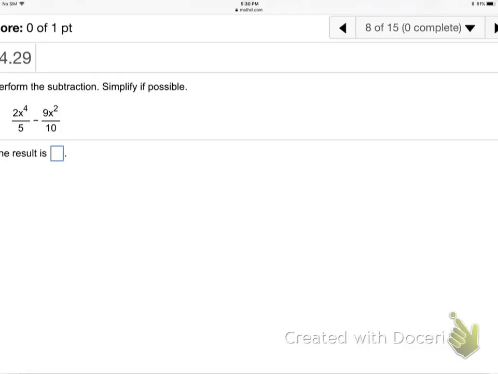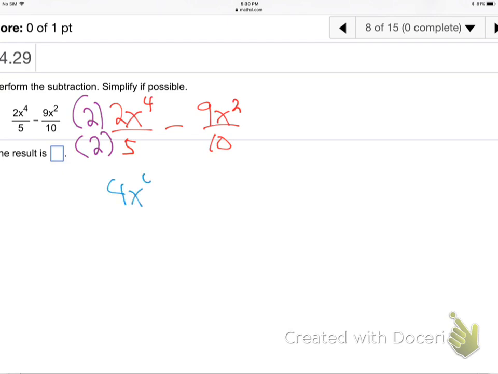Okay, so we're trying to subtract 2x to the 4th over 5 minus 9x squared over 10. To add or subtract fractions, you got to have common denominators. So multiply top and bottom of that one by 2 to make their denominators both become 10. And then we have 4x to the 4th over 10 minus 9x squared over 10.